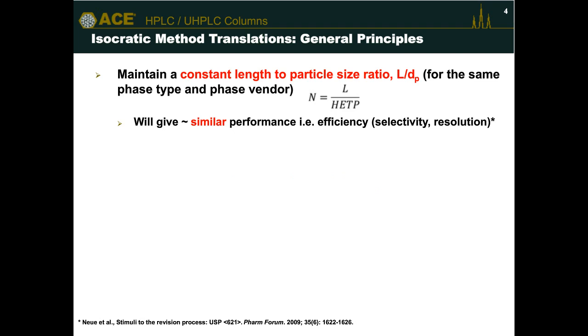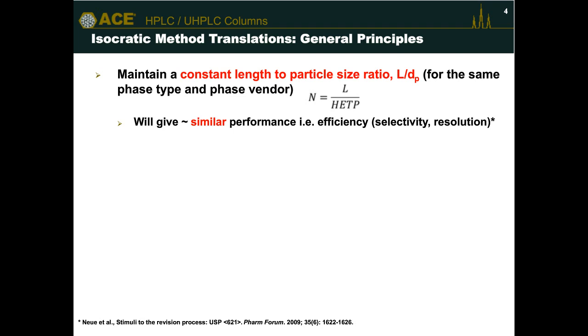So we're going to start with isocratic translation, and there are fewer things to consider in isocratic methods than there are in gradient methods. But all of the principles that we learn here really are of benefit to our gradient method. So for an isocratic method, if we want to translate the method from a large column to perhaps a smaller column, the key parameter that we need to remain consistent is this length to particle size ratio.